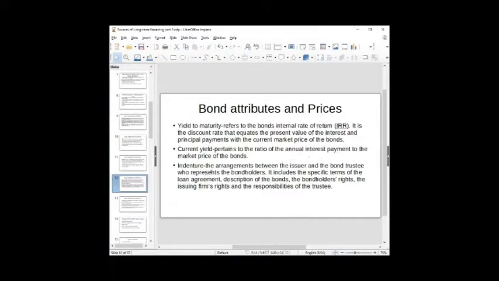The indenture is an arrangement between the issuer, and that is the issuing company, and the bond trustee, who represents the bondholders. So it includes the specific terms of the loan agreement, the description of the bonds, and the bondholders' rights, the rights of the issuing firm, as well as the responsibility of the trustee.